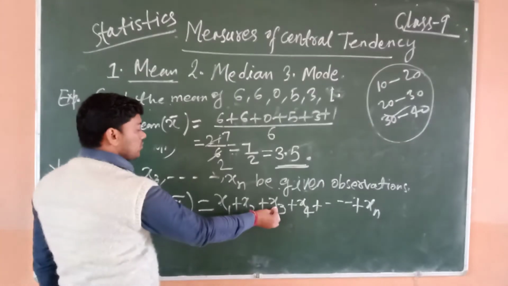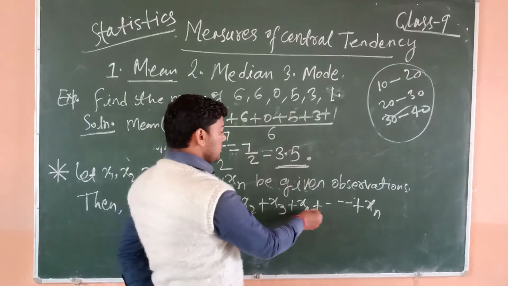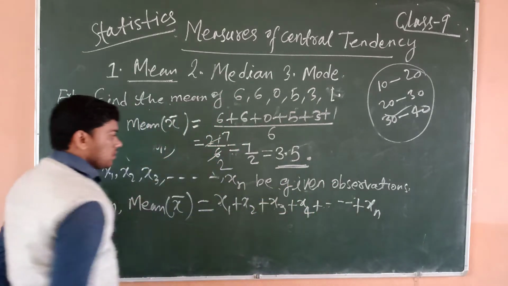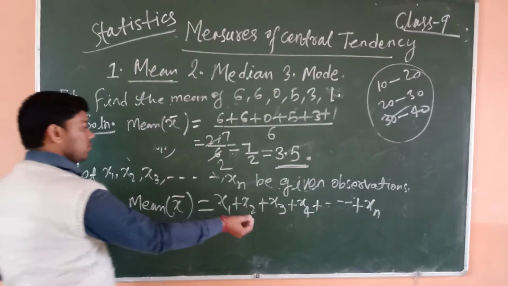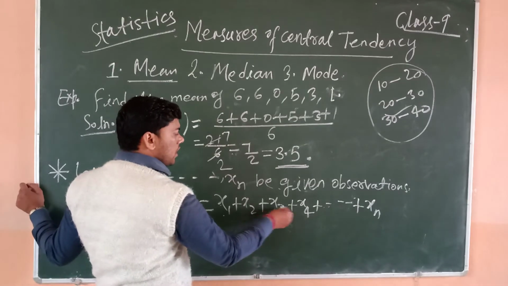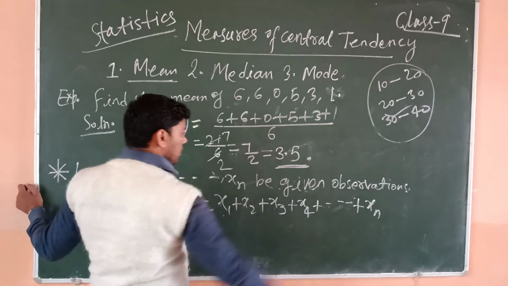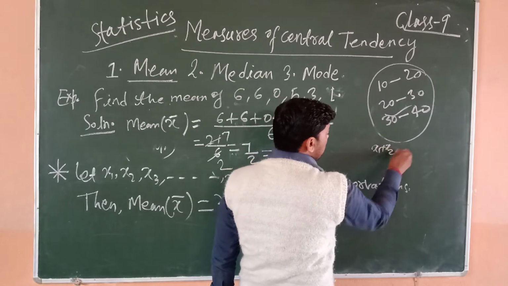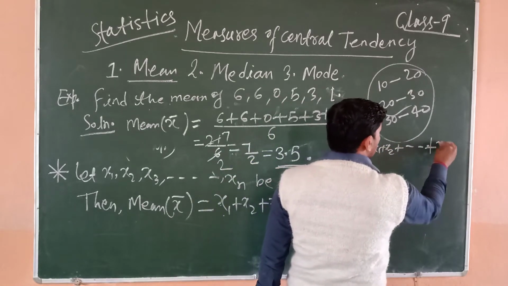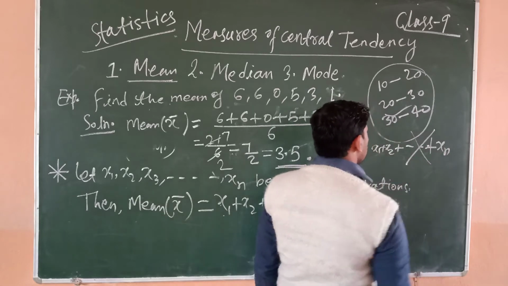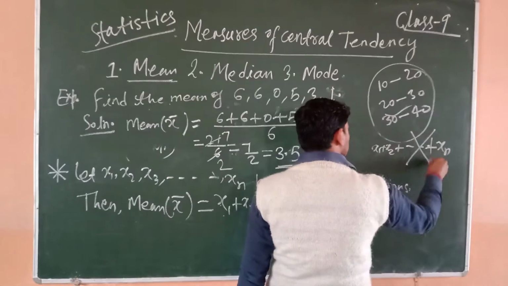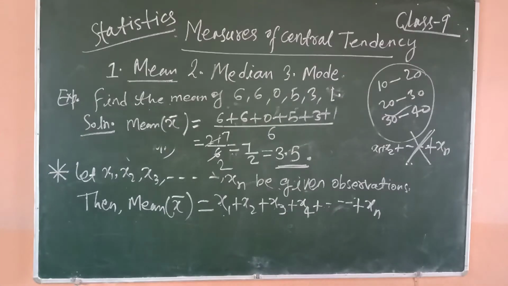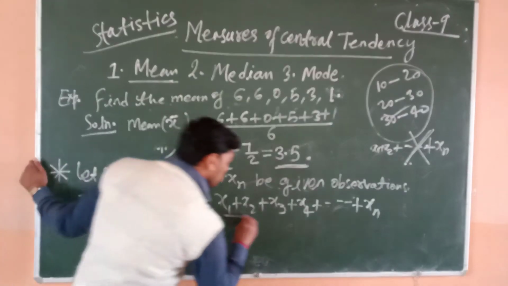At least 3 terms we write, and after 3 terms you can write dots, at least 3 dots, not less than 3 dots. Suppose you are writing x1 plus x2 plus dot xn; do not write 2 terms and dots. At least 3 terms.